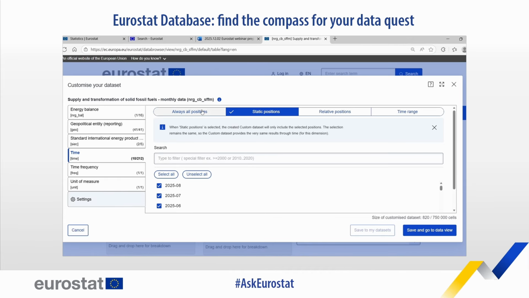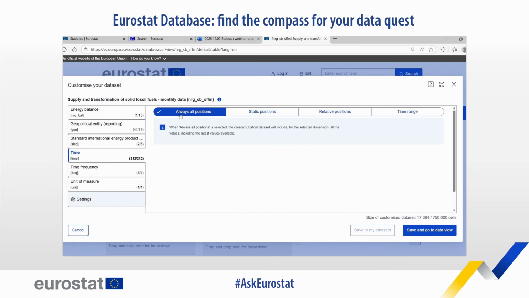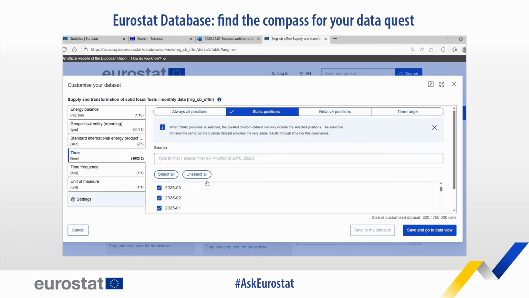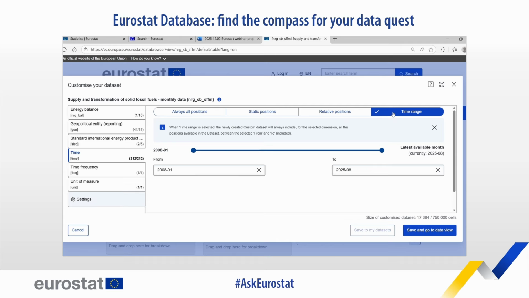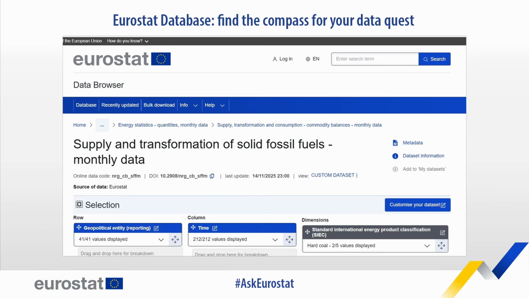When there are a lot of periods available, it can be useful to use these filters. By selecting Always All Positions, we select everything. If I click on Static Positions, the dataset will only include the selected positions. By using Relative Position, my table will only show the last X positions available. I can also select a time range. By default, we see from January 2008 until now. And after clicking on Save and go to Data View, the table will update accordingly.